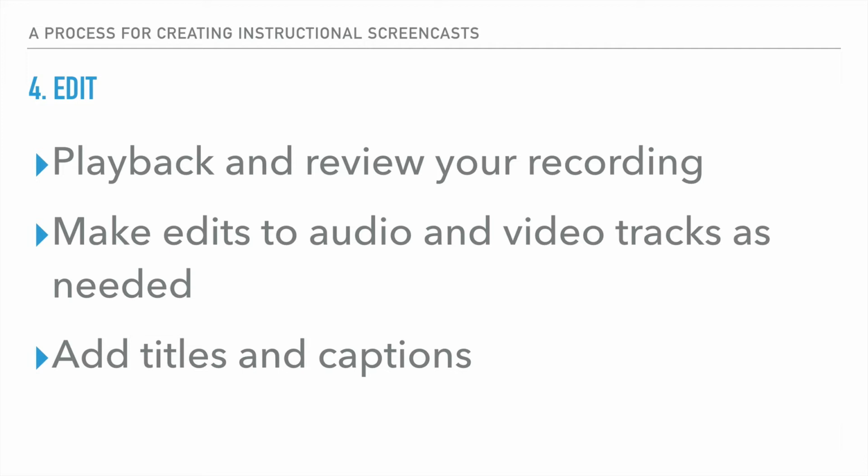We'll talk more about editing in some later videos, but play it back, review it, find anything that you want to edit out or shorten or make clips to the audio tracks and the video tracks as needed, and then add titles and captions as needed. In the editing stage, that's where that happens. If you're adding closed captions for accessibility, if you want to add title slides, if you're doing any effects or animation or things like that, that's all added in the editing process.